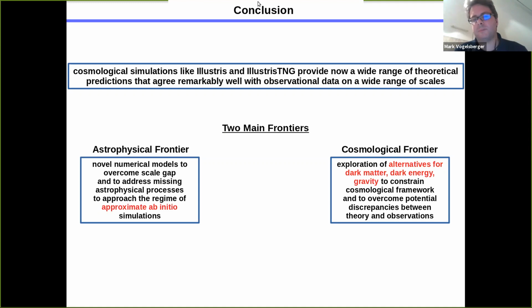Because Gadget 4 was specifically tuned to really very large n-body simulations. So that was one of the prime goals, to do extremely large n-body runs.